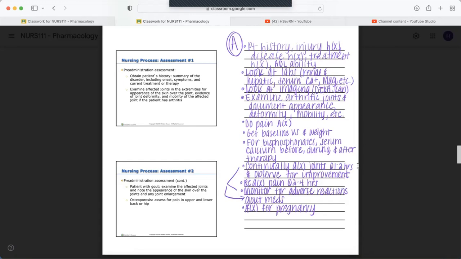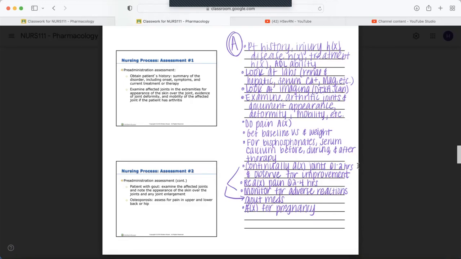If your client has had imaging done, like a DEXA scan to test their bone density, you need to be looking at that. Examine their arthritic joints. Look at how they look. Are they red? Are they swollen? Do they have nodules that have formed? Examine those joints and document the appearance. Document if they're deformed, if they're able to move them, etc.